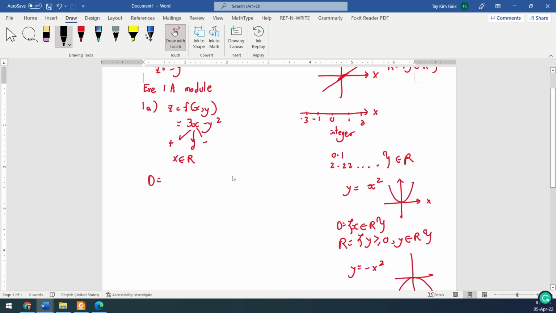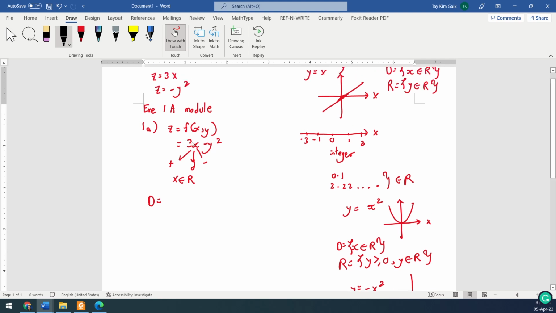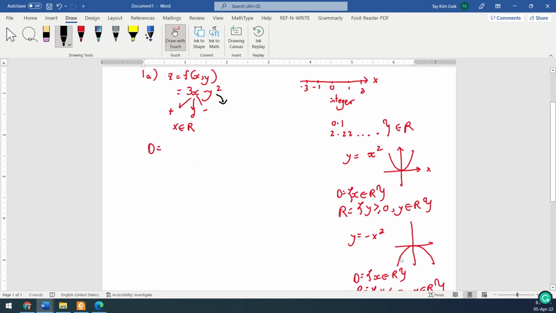Now you have a function of two variables. Similarly, when you break this one, z equal to 3x minus y squared, into z equal to 3x, it's like y equal to x, where x takes up all the real numbers. And if z equal to negative y squared, it's like z equal to negative x squared, and your domain is real numbers. In this case also y is a real number, because with y squared, y can take negative numbers, 0, and positive numbers. That's why y is a real number.